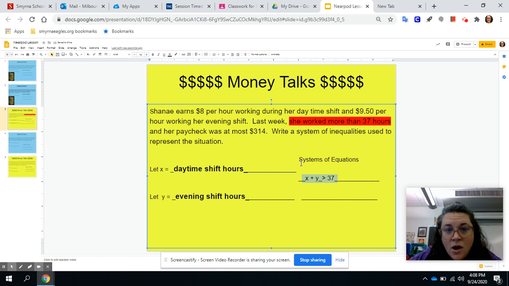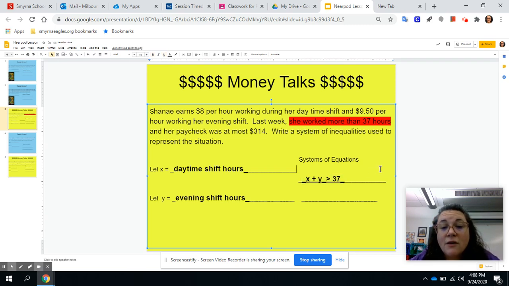Let me get this bigger. Let me get it bold. And oops. And maybe even underlined. There we go. So there's our first system equation, and that's the one that deals with hours.